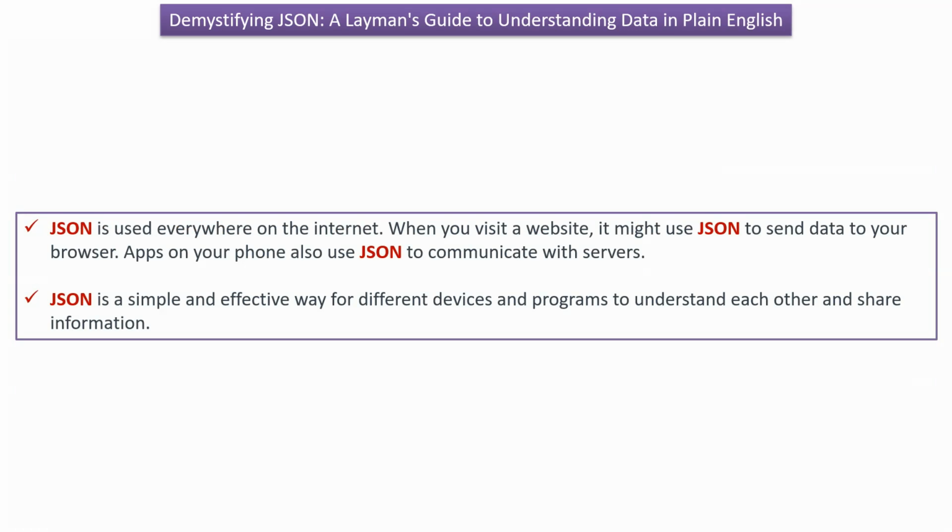JSON is used everywhere on the internet. For example, when you visit a website, it might use JSON to send data to your web browser. Apps on your phone also use JSON to communicate with servers. JSON is a simple and effective way for different devices and programs to understand each other and share information.